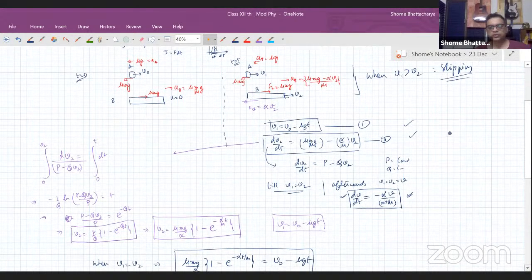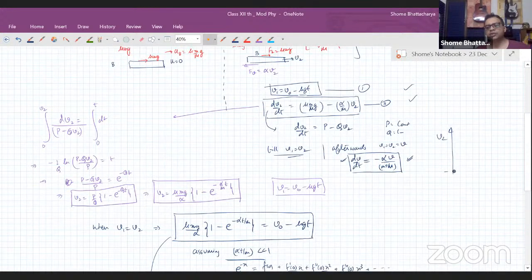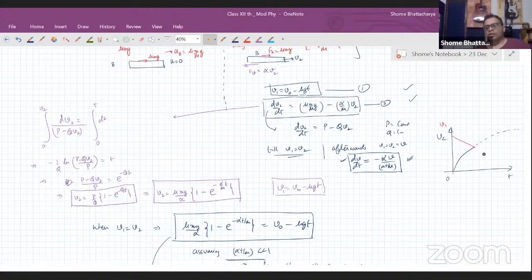Your velocity V2 as a function of time should be going like a graph like this, eventually achieving some steady state. But here that will not happen. It will not go up to the steady state, because your velocity V1, which was decaying with time at a uniform rate, will catch up with V2 at some point of time. After that, they'll have a common velocity, which will then eventually decay and tend towards zero, something like this.